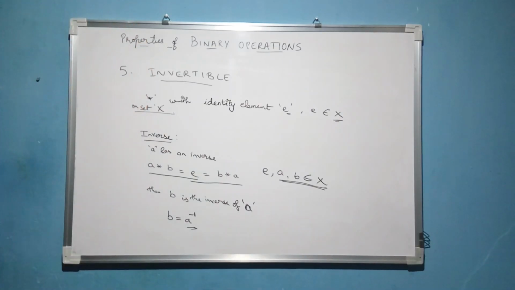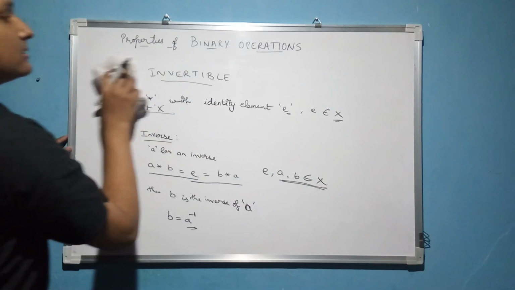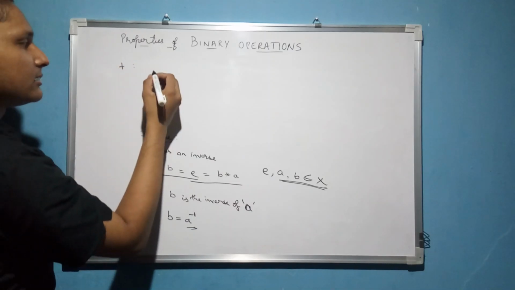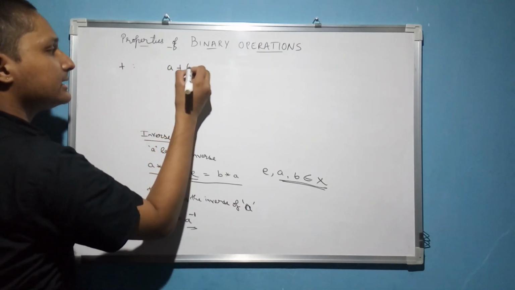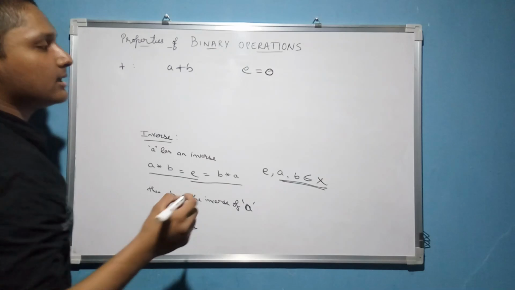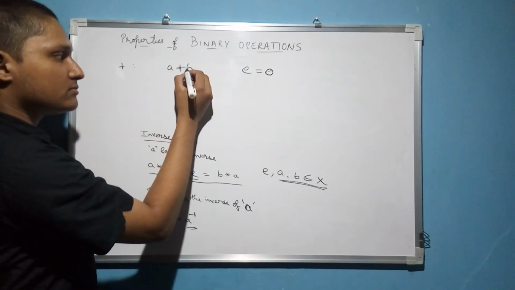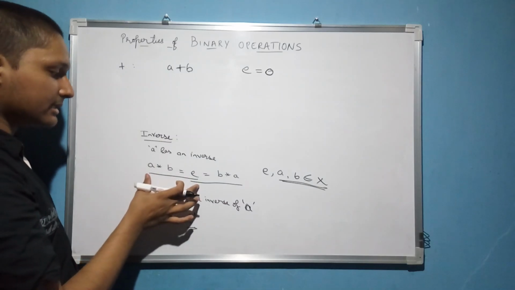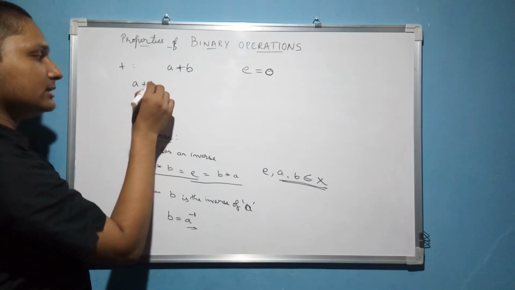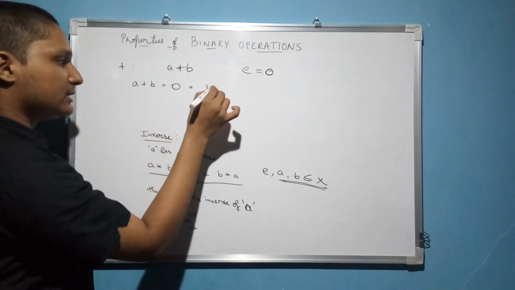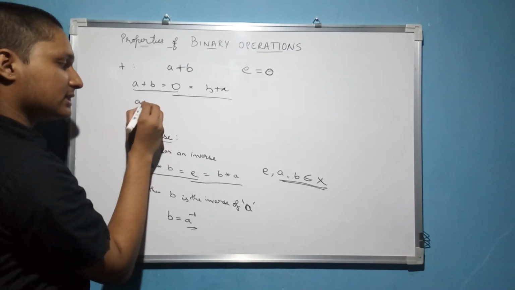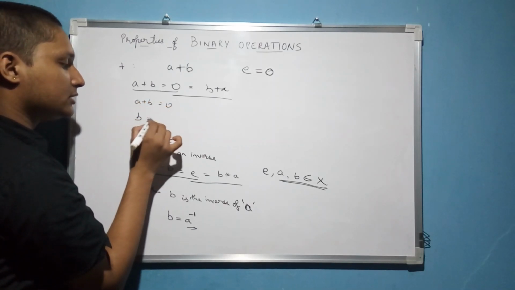So now we have the inverse. Let me take one example, a simple example like addition. Addition is A plus B, right? So E we found out to be 0 in the previous part of the lesson. So this should be the condition: A star B is equal to E is equal to B star A. So A plus B is equal to 0 is equal to B plus A. This is the first case and this is the second case. So A plus B is equal to 0, or B is equal to minus A.